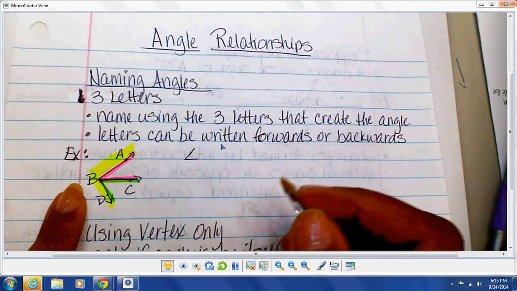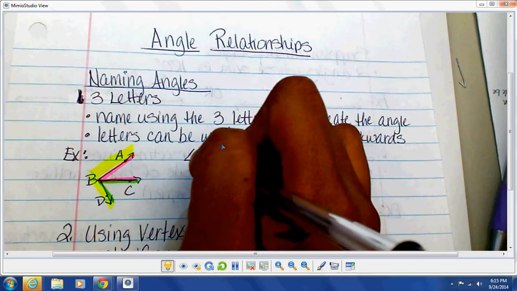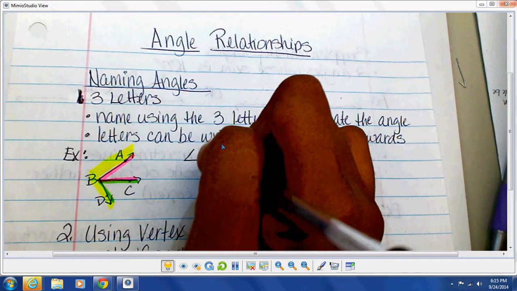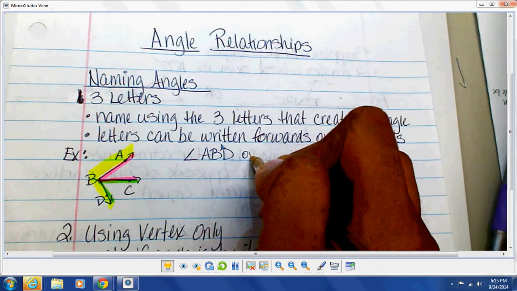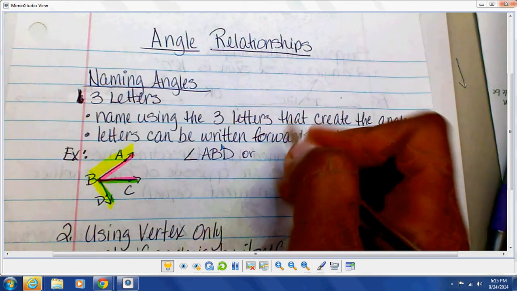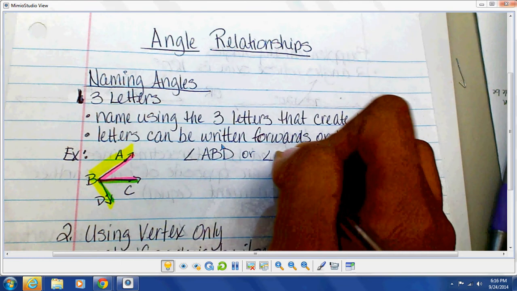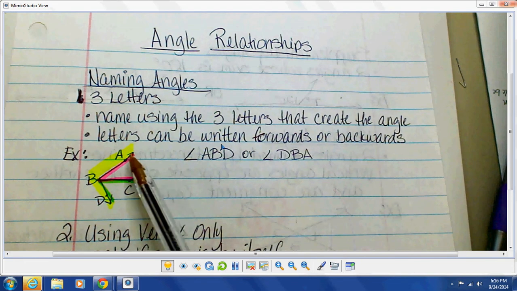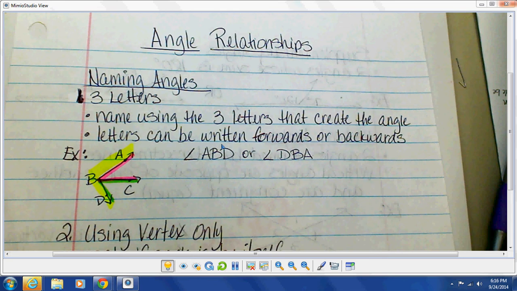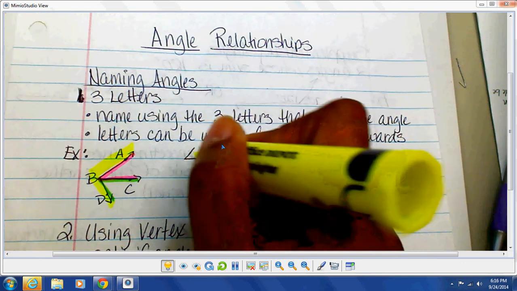So therefore, we can name this angle angle A, B, D. Or remember, it can be written backwards. It can be angle D, B, A. But notice each time, A, B, D, D, B, A, the vertex is in the middle. And that should be the case when you're using three letters. The vertex should always be in the middle. Okay, so that's that angle.